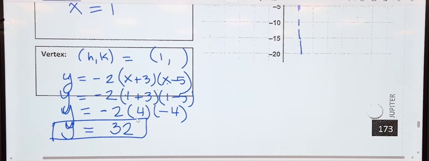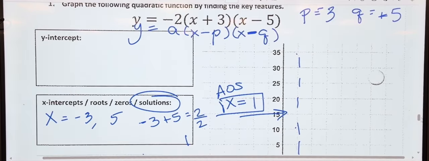32. What does this 32 represent? The K, which is the y of my vertex. So tell me now what my vertex is. 1, 32. Easy, medium, hard. Okay. All right. Now let's go back and plot that point.